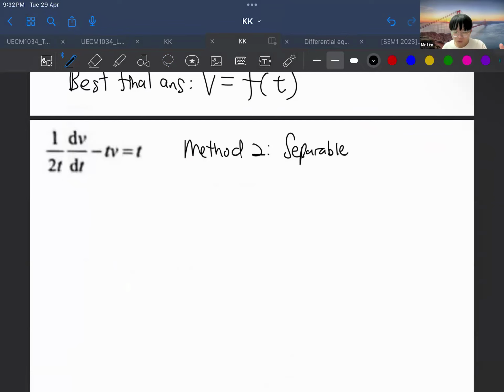So why is it separable? If you want to say that it is separable, first of all, you must write dv/dt on one side only. I don't wish to see another term, plus or minus. I move it over here. So I get t plus tv, and this is 1 over 2t.